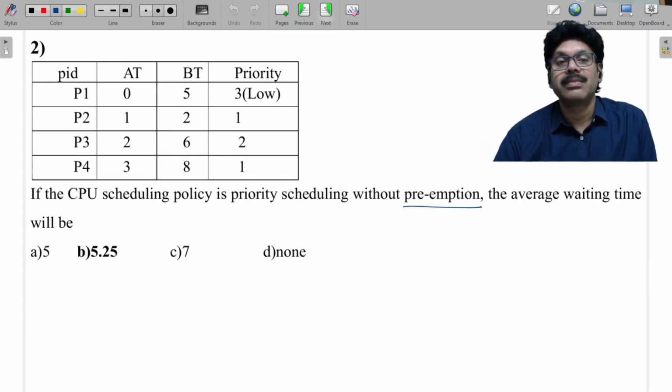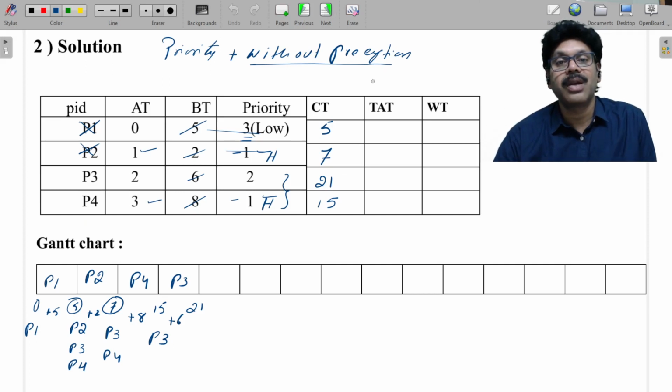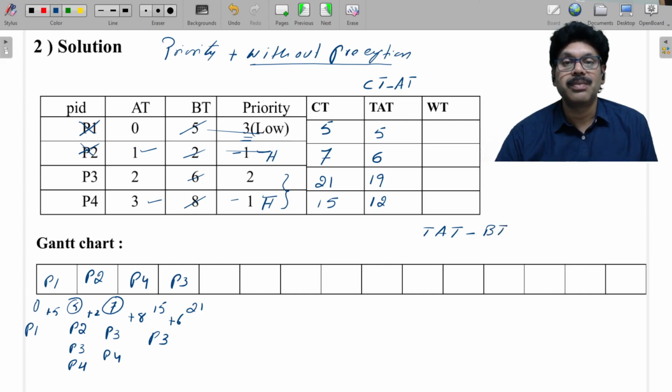Average waiting time. So turnaround time, exit time minus entry time, which is 5 minus 0, 5; 7 minus 1, 6; 21 minus 2, 19; 15 minus 3, 12. Waiting time, what is the waiting time concept? Turnaround time minus your burst time. How much time you are working with the CPU.